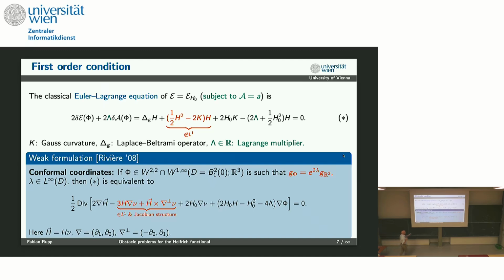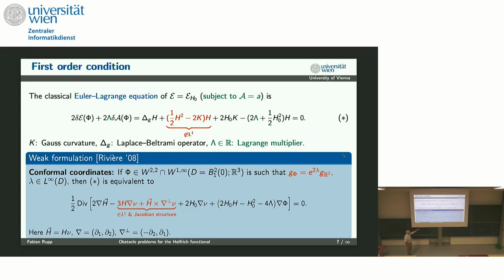So H I use for the mean curvature vector now. We have a distributional divergence on the outside. We have a gradient, and the gradient is now a flat Euclidean gradient. So it's all in flat coordinates now. So this is a gradient of an L2 function. There's no problem to give this a distributional meaning.